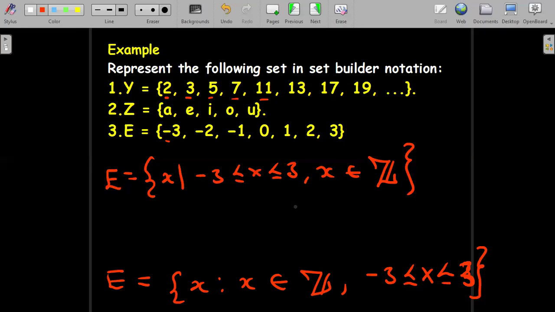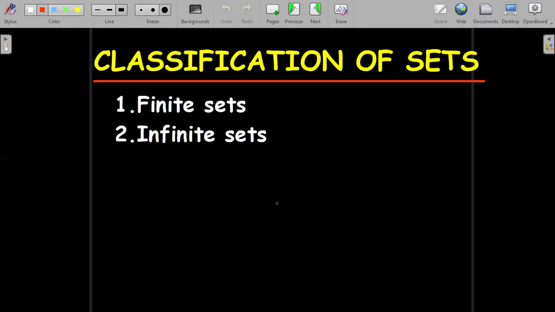Okay, so we continue. We have classification of sets. When it comes to classification of sets, we're talking of a finite set and an infinite set. A finite set is a set whose members are countable. If I can list down those members, let's say I have a set A, and set A is equal to A, B, and C, and it closes like this.